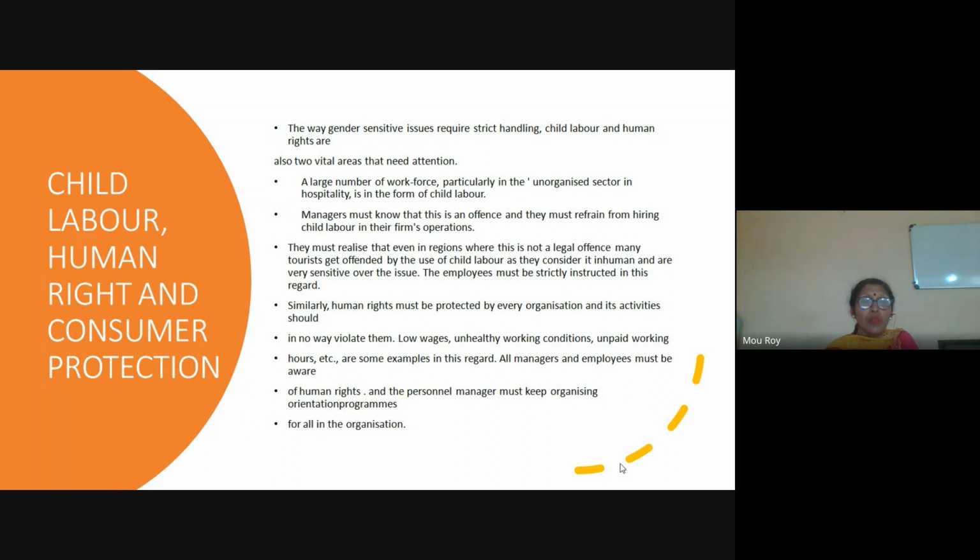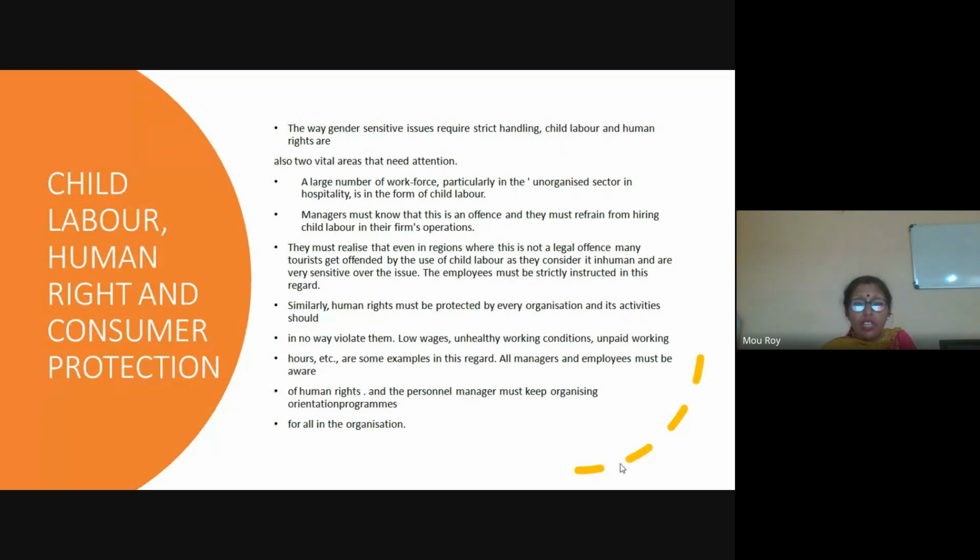So child labor, human rights and consumer issues should be acted upon. Whenever any such issue takes place, quick action has to be taken. Managers must know that this is an offense, and they must refrain from hiring child labor in the firm's operations. Similarly, human rights must be protected by every organization, and its activities should in no way violate them.